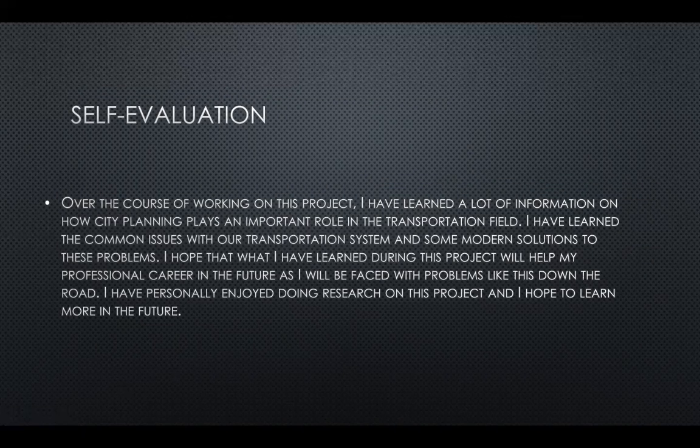So to conclude with the self-evaluation, over the course of working on this project, I've learned a lot of information on how city planning plays an important role in the transportation field. I've learned the common issues with our transportation system and some modern solutions to these problems. I hope that what I've learned during this project will help me in my professional career in the future. As well, I will be faced with problems like this down the road.